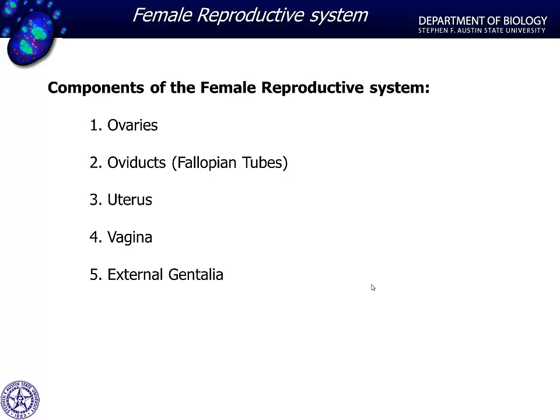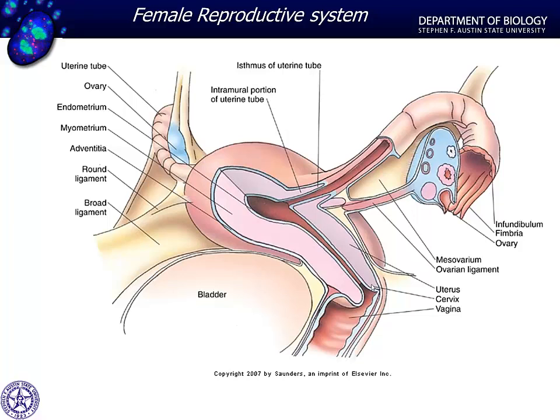So as we mentioned, the female reproductive tract includes the ovaries and then the reproductive pathway: the oviducts or fallopian tubes as they're referred to, the uterus, the vagina, and then the external genitalia, which we're not going to go into a lot of detail about because that's primarily integument when we talk about external genitalia.